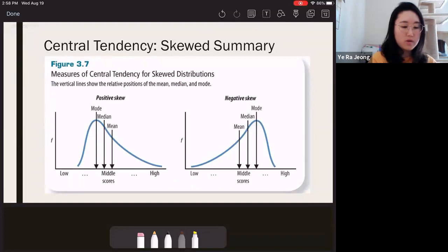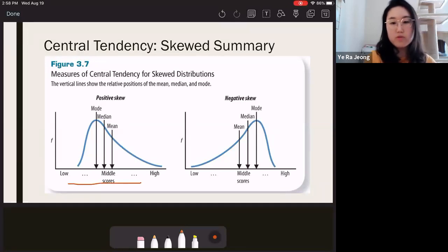All right, the textbook also has this diagram. So like I said, make sure you can determine the shape of distribution by comparing these three scores and vice versa.